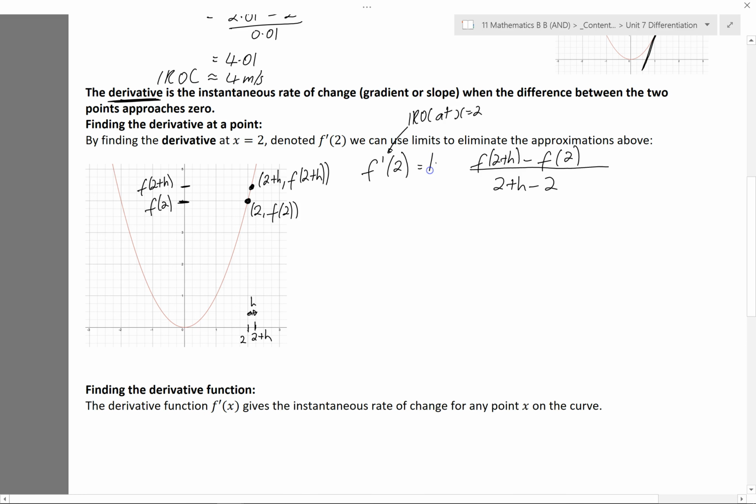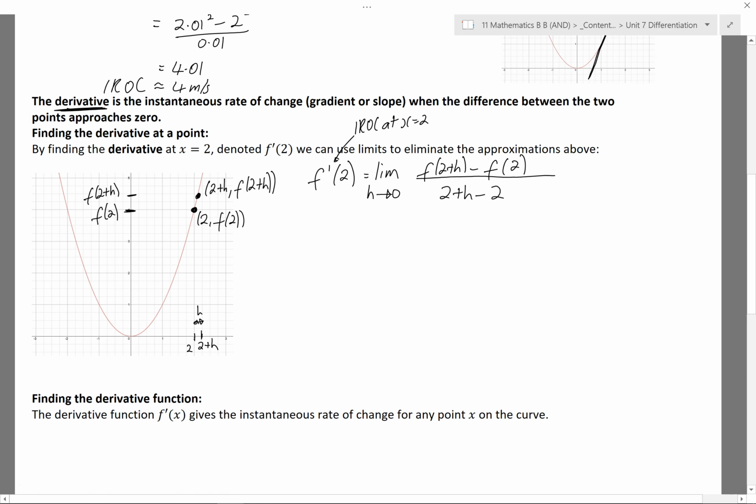So I'm going to make the h value approach 0, essentially become 0. I could simplify this fraction a little bit on the bottom, and I note that 2 plus h minus 2 would just give me h on the bottom. And the distance between those two points is just h. The run is h.